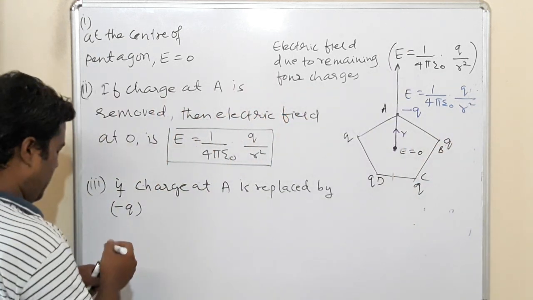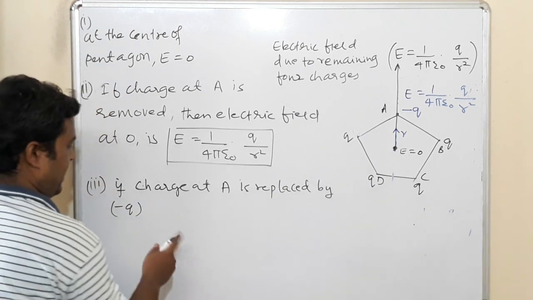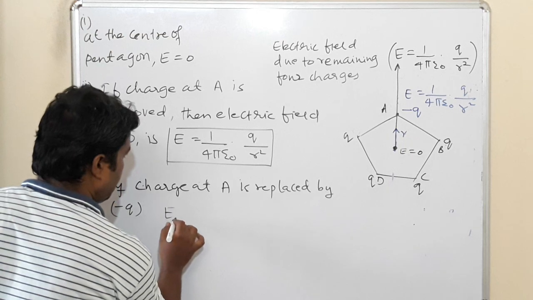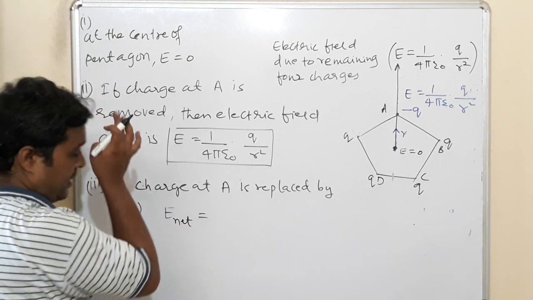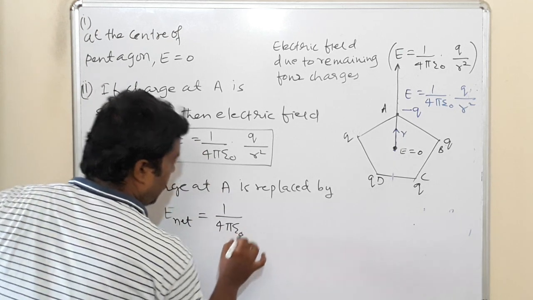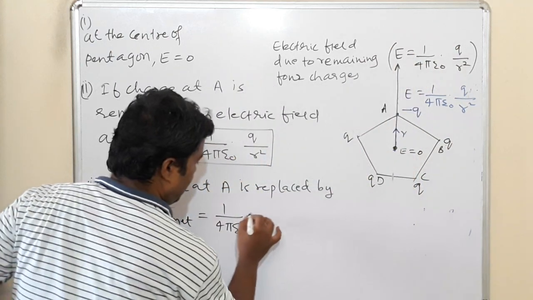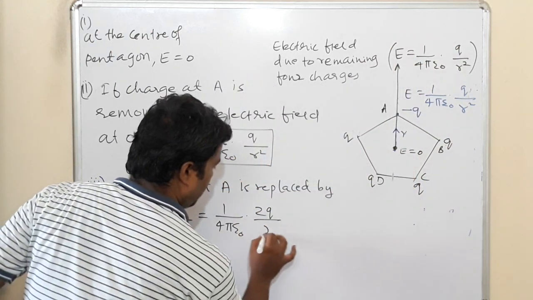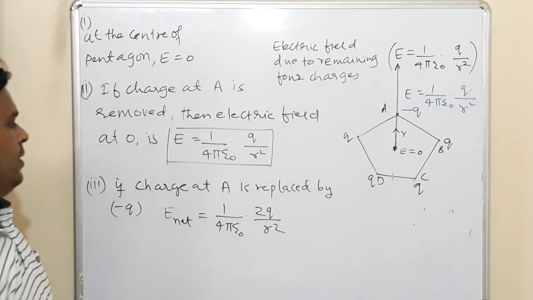Then what will be the electric field at the center now? The electric field at the center will be 2E. The net electric field at the center will be 1 by 4 pi epsilon naught q by r square plus 1 by 4 pi epsilon naught q by r square. Then this will be 1 by 4 pi epsilon naught 2q by r square. Follow this?